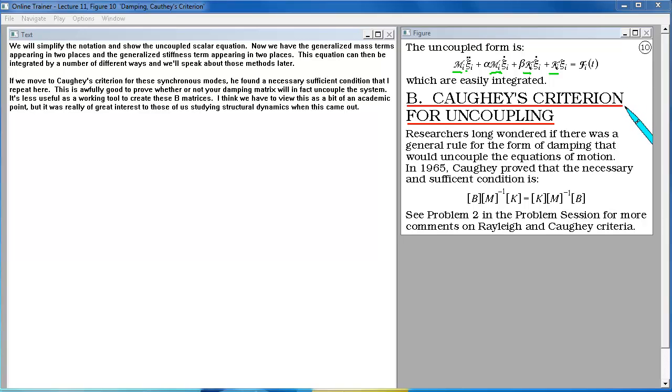If we move to Caughey's criterion for these synchronous modes, he found a necessary and sufficient condition that I repeat here. This is awfully good to prove whether or not your damping matrix will in fact uncouple the system. It's less useful as a working tool to create these B matrices. I think we have to view this as a bit of an academic point, but it was really of great interest to those of us studying structural dynamics when this came out.